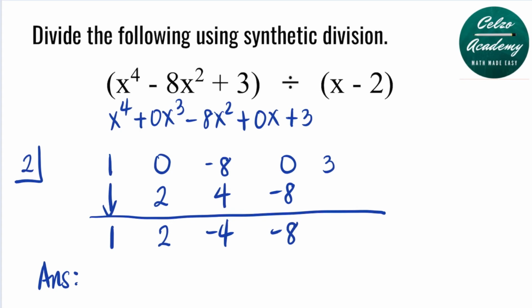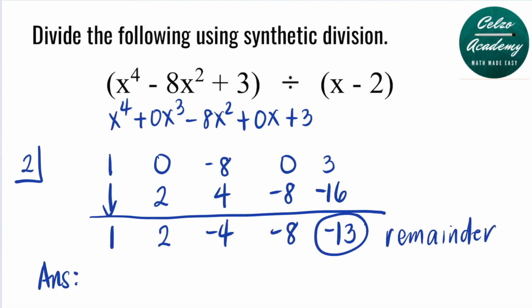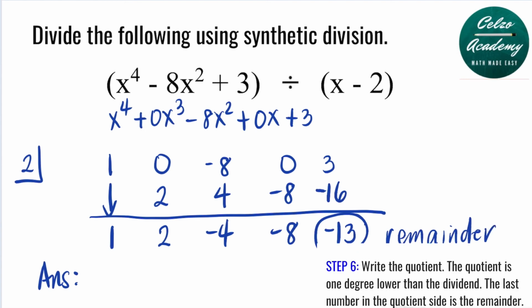And we will repeat the process. Negative 8 times 2 is negative 16. 3 plus negative 16 is negative 13. So negative 13 here is the remainder when you're dividing the f of x by x minus 2. And now we will write the quotient.